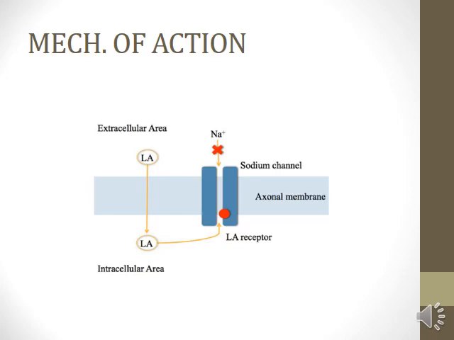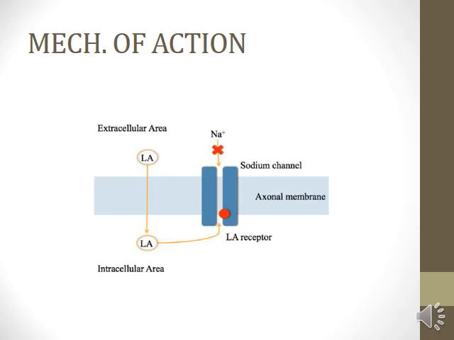So after the blockade of the sodium channels, the sodium influx cannot occur from the outside, the extracellular area, to the inside, the intracellular area. As we know, sodium is necessary for the propagation or stimulation of the axonal membrane and for the production of the action potential.